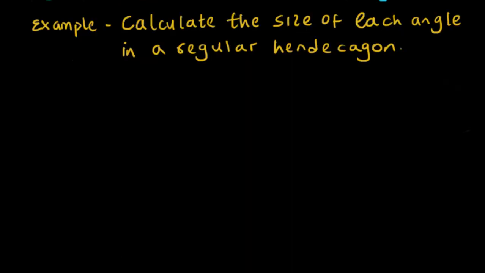So we have: calculate the size of each angle in a regular endecagon. Now remember, the first thing to do is to find the sum of interior angles in the polygon. Now an endecagon, can you remember, it's a polygon with how many sides? 11 sides. So an endecagon is a polygon with 11 sides. So let's solve the sum of interior angles.